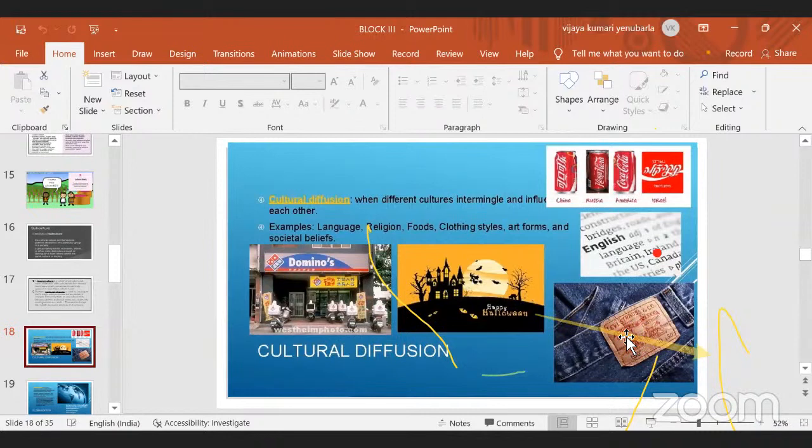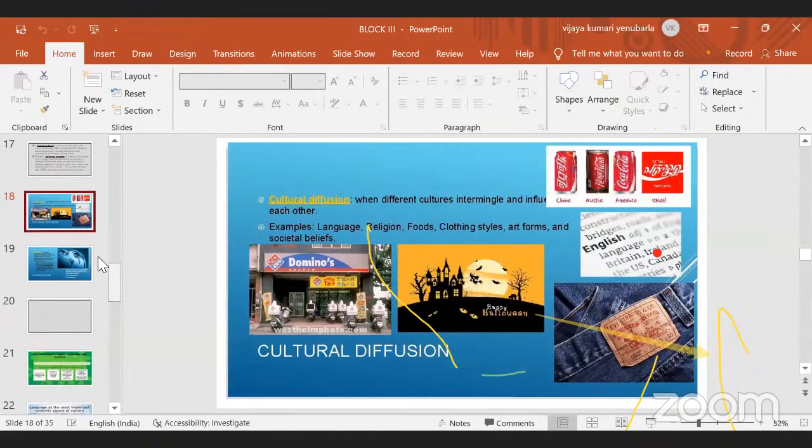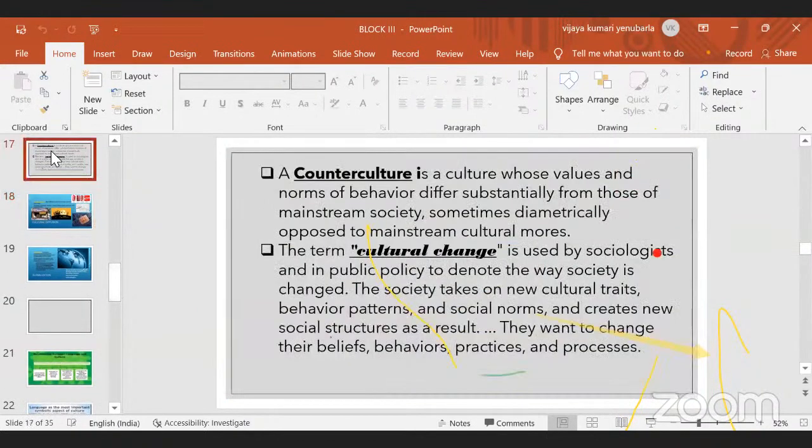We are wearing jeans. It was not our traditional dress. But now, anywhere throughout the world, jeans has become a common norm, a common practice. That is cultural diffusion.